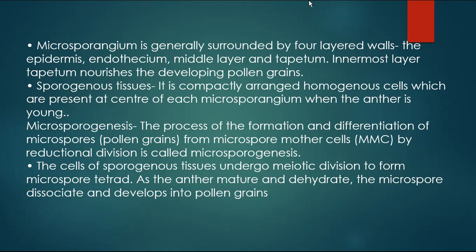The process of formation of microspores from a pollen mother cell through meiosis is called microsporogenesis. The microspores, as they are formed, are arranged in a cluster of four cells that is called microspore tetrad. As the anthers mature and dehydrate, the microspores dissociate from each other and develop into pollen grains. Inside each microsporangium, several thousands of microspores or pollen grains are formed that are released with dehiscence of anther.